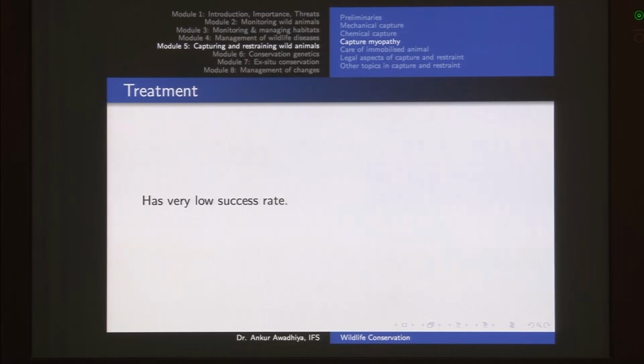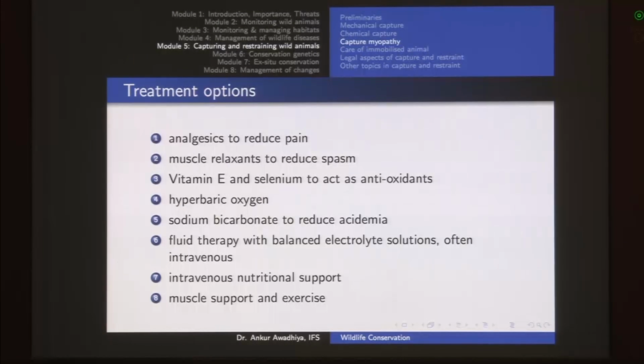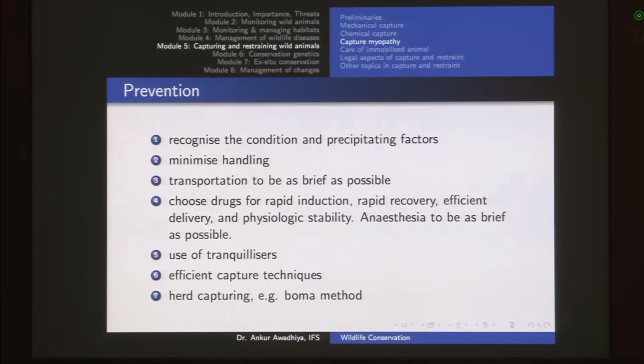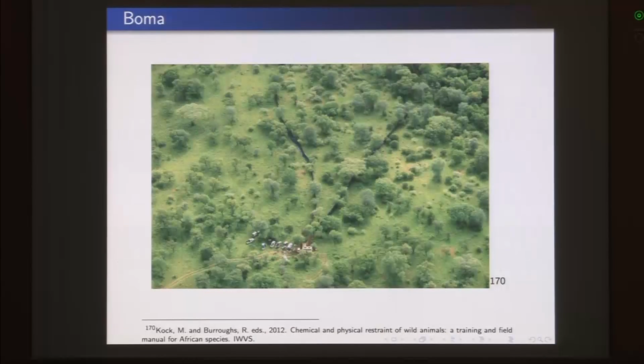So treatment has a very low success rate. So we have different treatment options, but they do not work very well. So prevention is the only key. You minimize handling, you recognize the conditions and the precipitating factors. Transportation should be as brief as possible. Use tranquilizers, choose drugs properly, efficient capture techniques in herd capturing, that is the BOMA method.